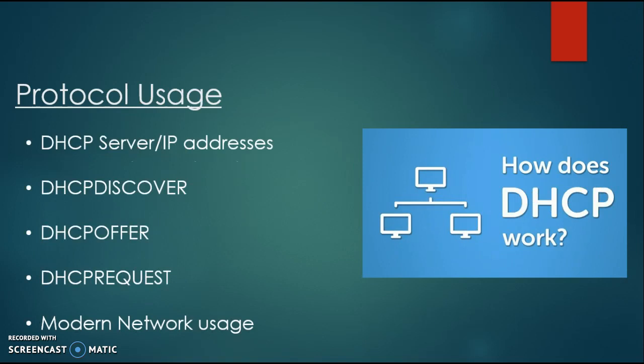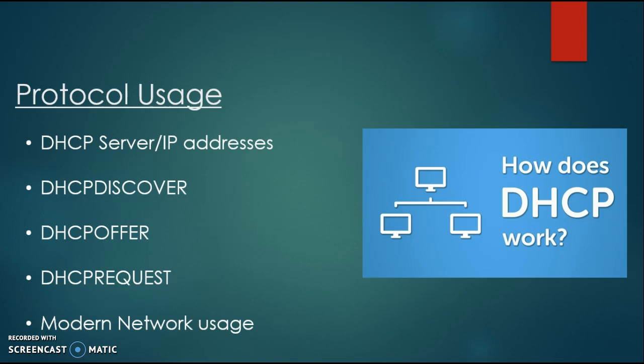Now, on to the usage of the protocol. Starting with the DHCP server, it is used to issue unique IP addresses and automatically configure other network informations. In small businesses and homes, the router acts as a DHCP server. And in large networks, a computer would act as a DHCP server.